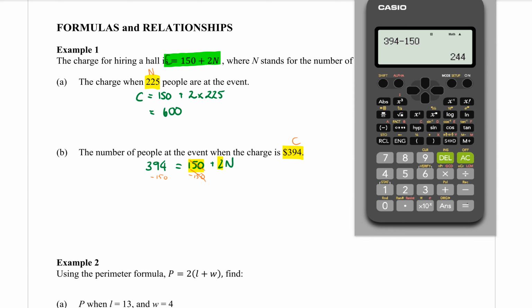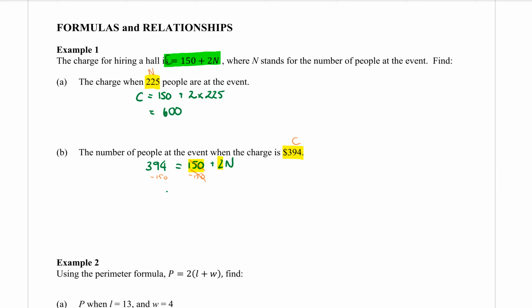So 2n is equal to the 244. Now I want to get rid of that 2. How do I do that? Divide by 2. So let's divide both sides by 2. N is by itself, and 244 divided by 2 is 122. So 122 people is how many people it would take to get a charge of $394.